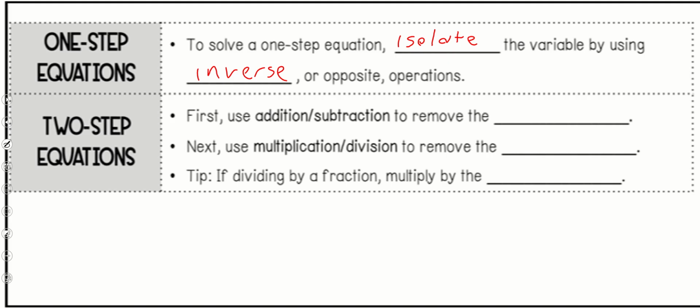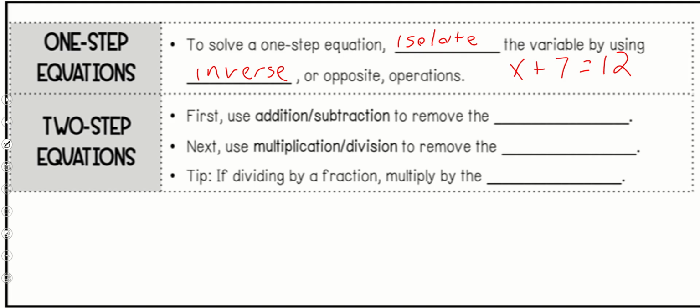So you're trying to get the variable by itself. A one-step equation is where you'd have x plus 7 equals 12. The one-step equations are the ones where you maybe don't necessarily have to do the math to solve them, but doing those steps kind of helps you learn the process a little bit.